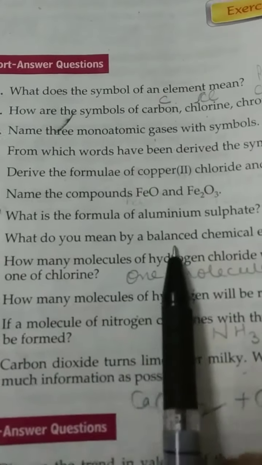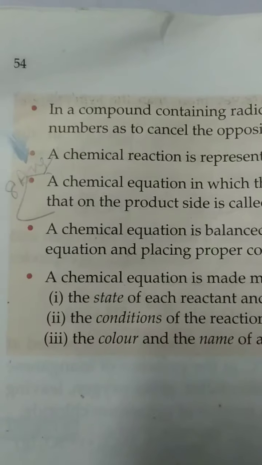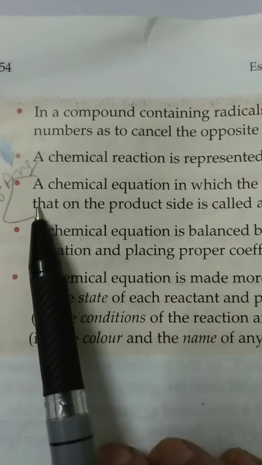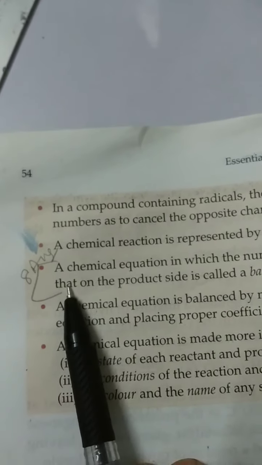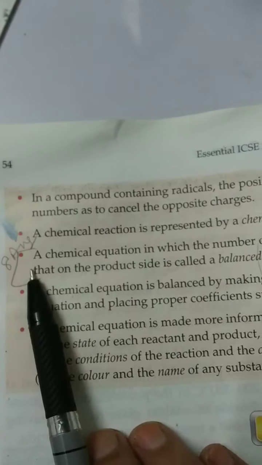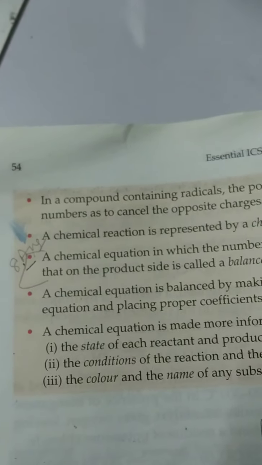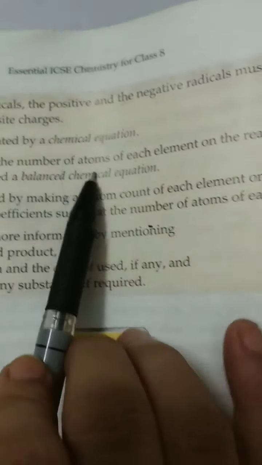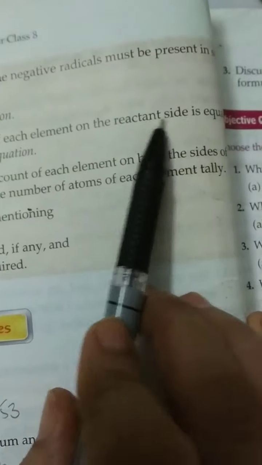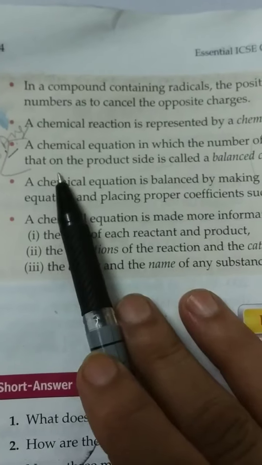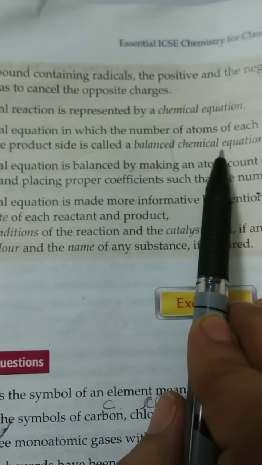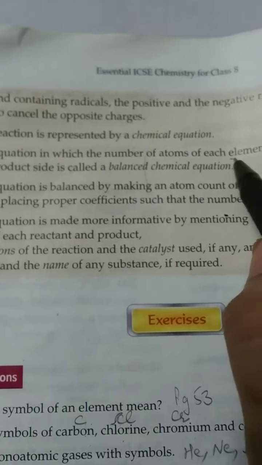Eighth question, what do you mean by a balanced chemical equation? See page number 54, same page it is. Third point from points to remember. This one is the answer for question number 8. The chemical equation in which the number of atoms of each element on the reactant side is equal to that on the product side is called a balanced chemical equation.